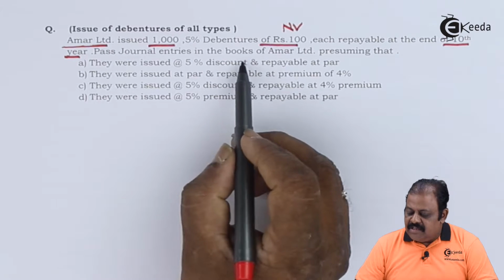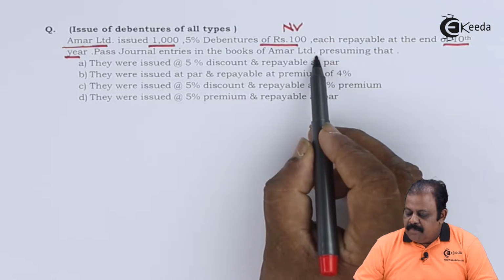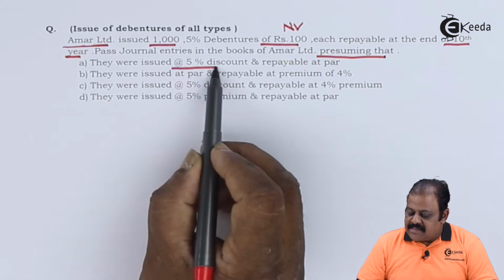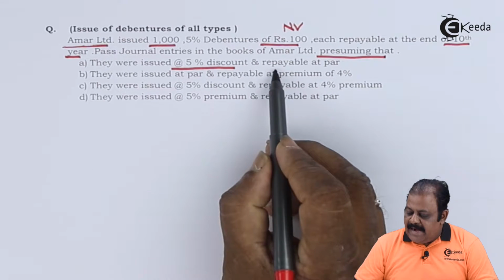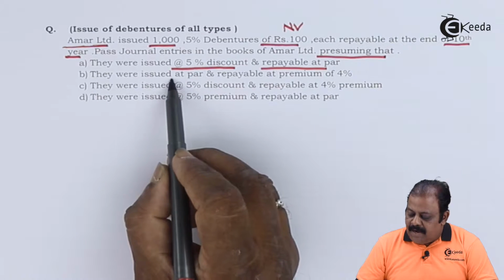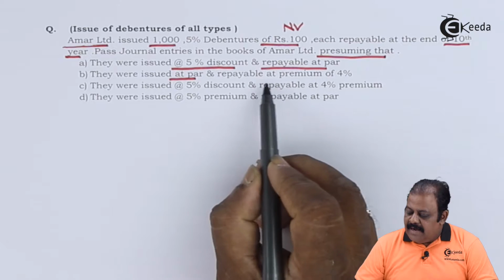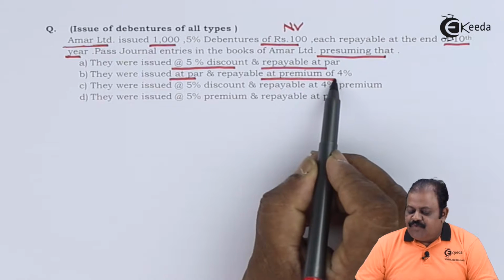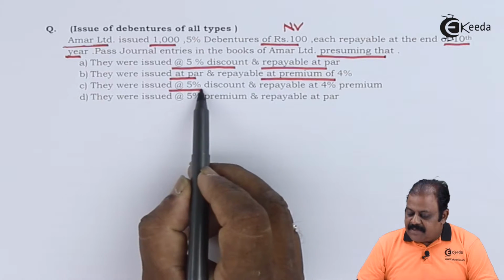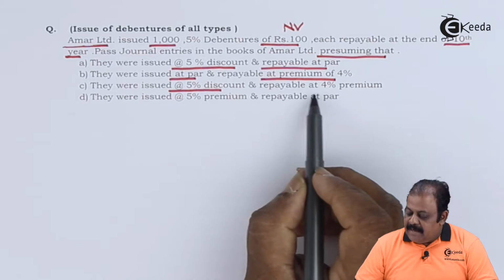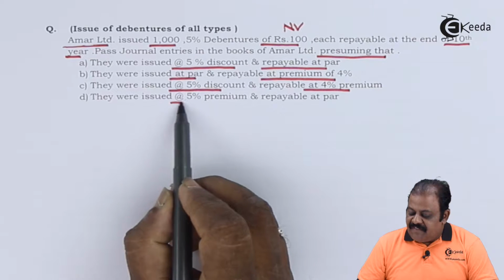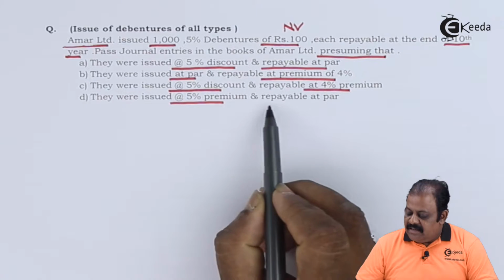Pass journal entries in the books of Amar Limited, presuming that they were issued at 5% discount and repayable at par. They were issued at par and repayable at a premium of 4%. They were issued at 5% discount and repayable at 4% premium. They were issued at 5% premium and repayable at par.